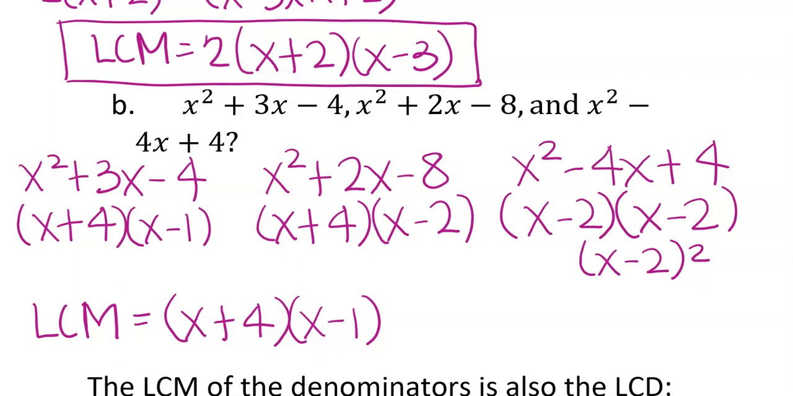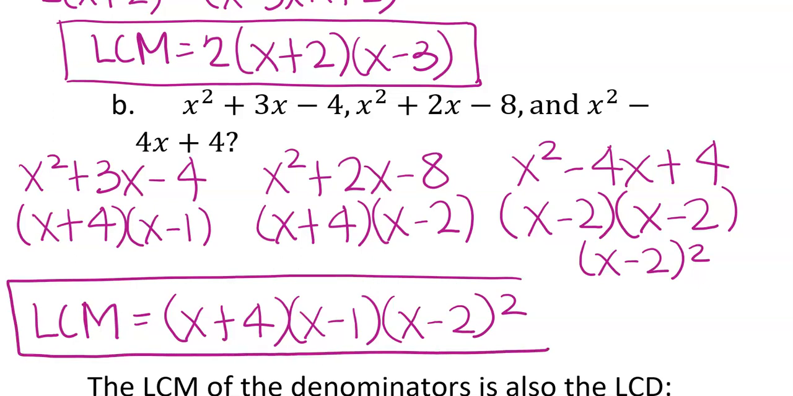We have x minus 2 once in the second term, but twice in the third term. We're going to choose the higher of the two. And that should be it. You don't have to multiply it back through. Just leave the factors. If you're wondering which factor goes first, it doesn't matter as long as you have them all and you have them to the right exponents.